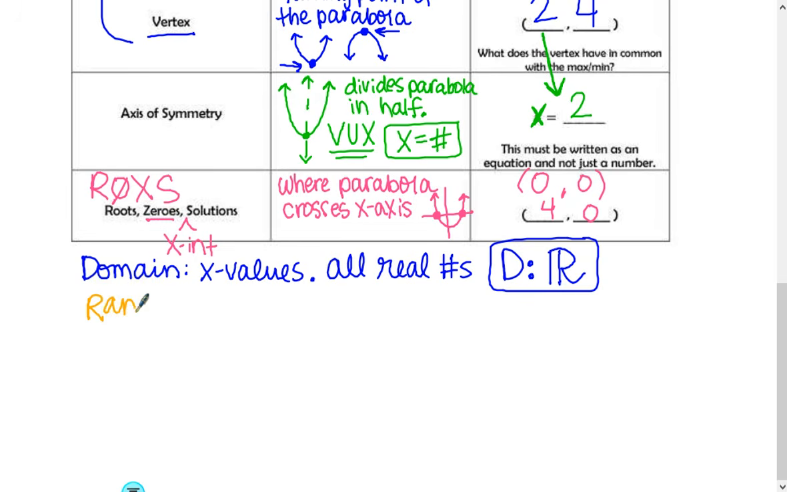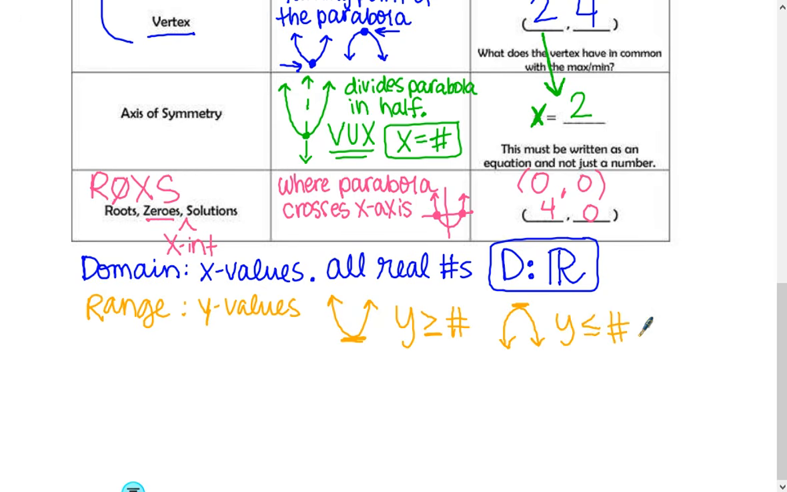Our range is the set of all y values contained on your graph. And for our range, it's going to be one of two things. You want to write these two things down. There's going to be two options here. So if it opens up, it's going to be y is greater than or equal to some number, whatever this number is down here. All right, and if it opens down, it'll be y is less than or equal to whatever number is right here for your y values.